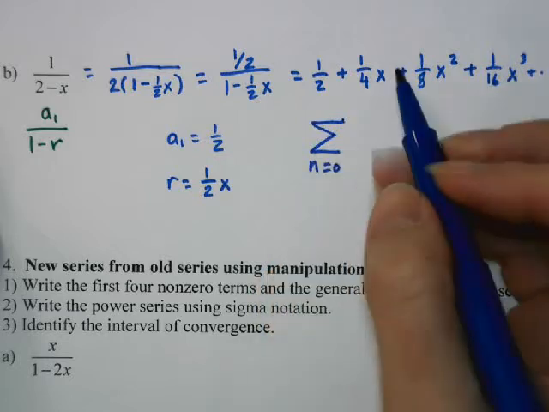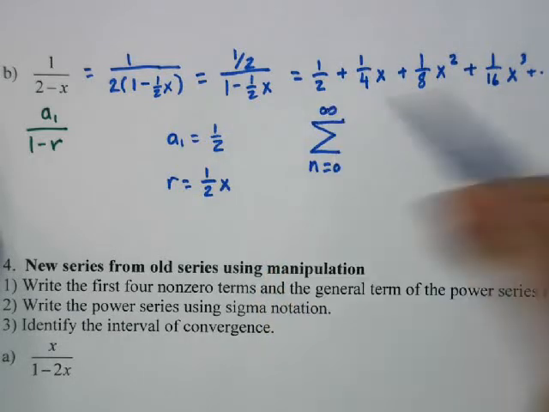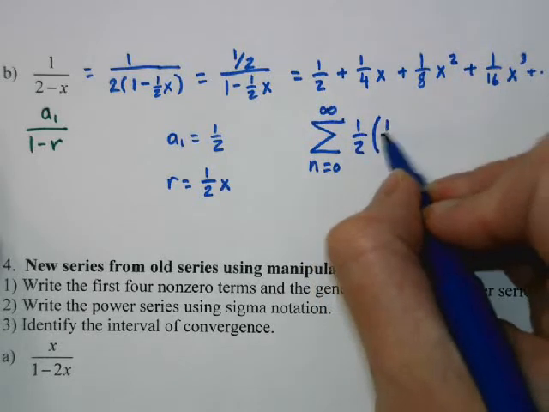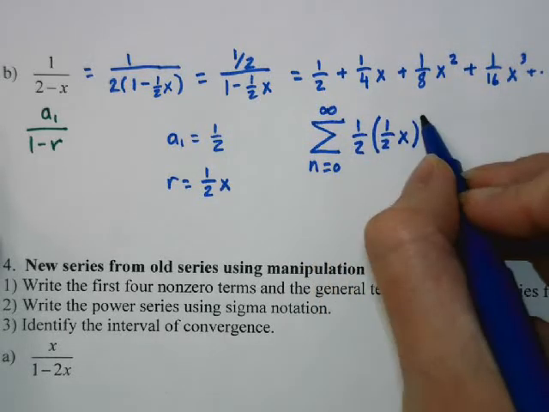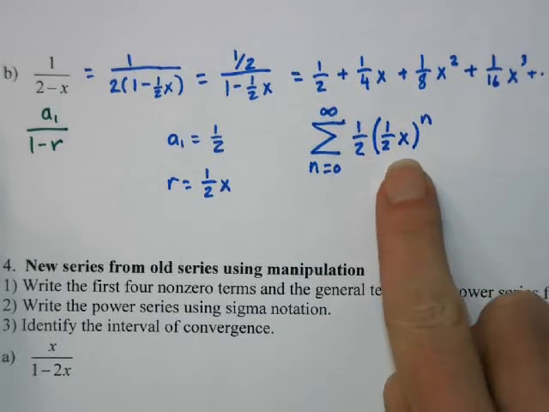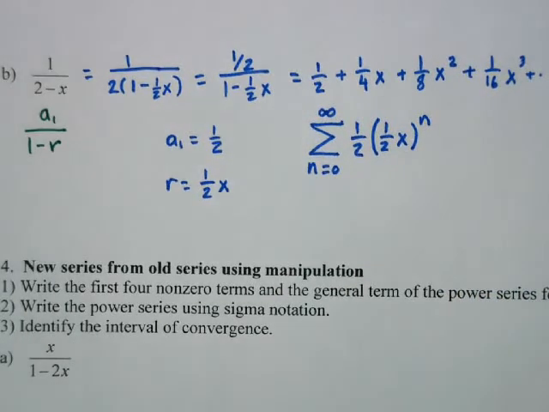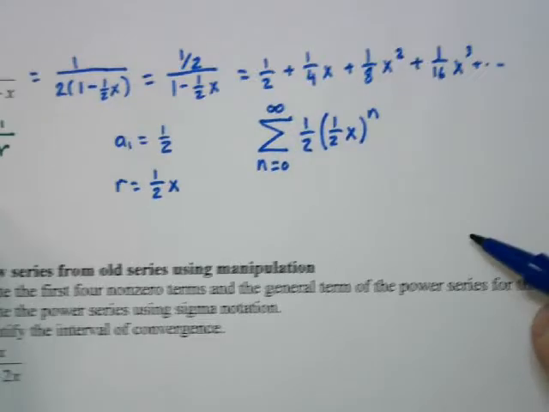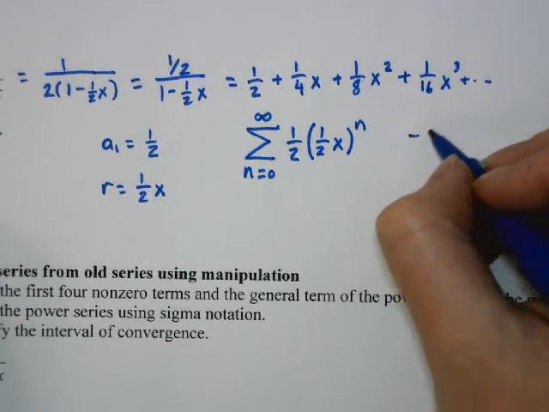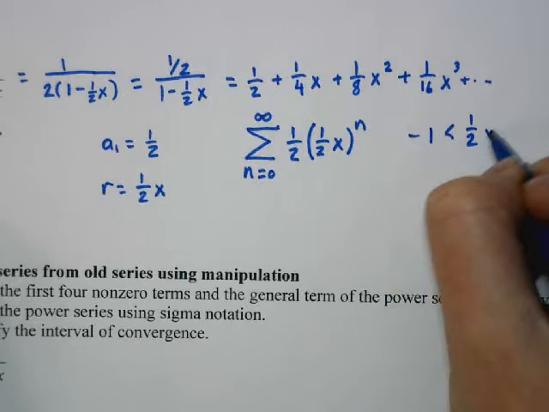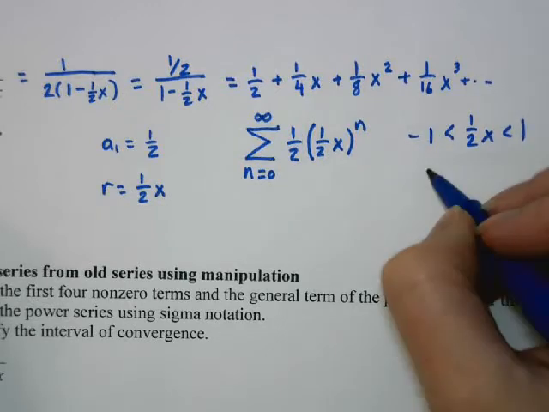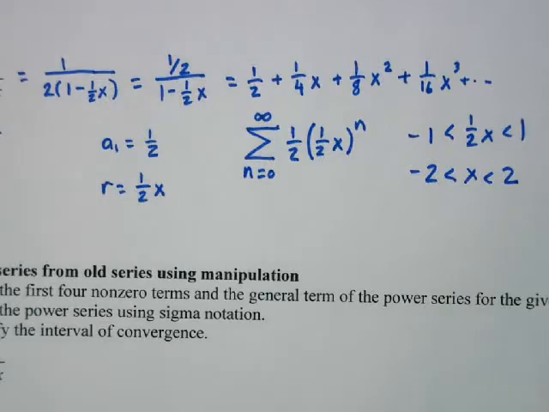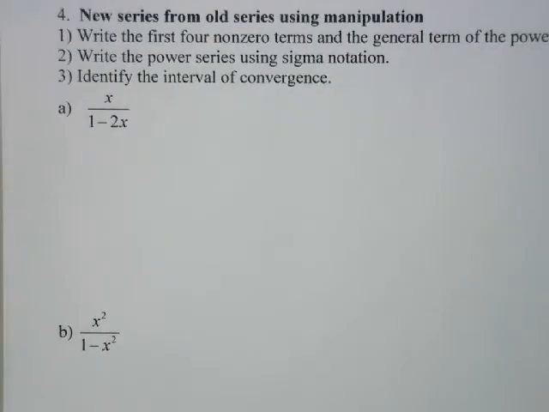I'm going to start at 0 and go to infinity. And then I'm just going to do a1, which is 1/2 times my common ratio, 1/2 x to the n. So a1 times r to the n is going to be my formula. When is this valid? So our interval of convergence is going to be when -1 is less than 1/2 x is less than 1. So between -2 and 2.